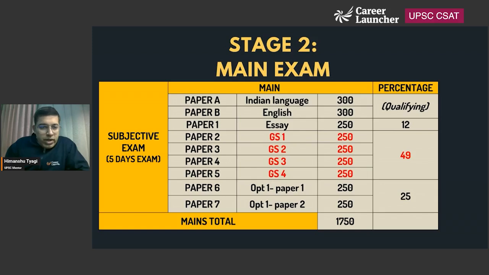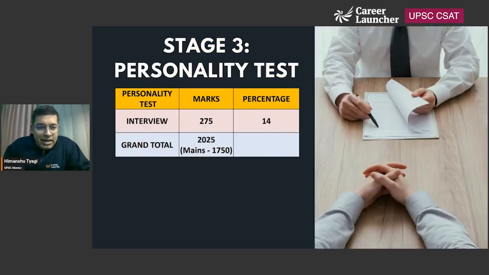Now, once you get a call for the personality test, the interview round, the total marks allotted are 275 marks. Here they'll check you on your personality. They'll check your body language, your presence of mind, your attitude, your sense of humor, your dressing sense. So everything from top to down, they'll assess you. They'll also assess your decision making and your logical capability of answering questions. They'll also assess you based on the overall fitness for the role that you're applying for, the civil servant.